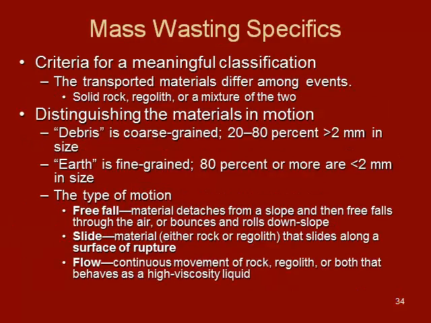Some of the ways that we classify these mass wasting events is basically what size is the material moving down slope? Is it large, coarse-grained material, or is it fine-grained material? So debris would be huge stuff. Earth flow would be more of like a mud, sand type material. And then the type of motion. Is it free-falling? Is it sliding? Is it flowing? So it's the type of material, the size of the particle, and how it's moving. That's how we determine what the name is.